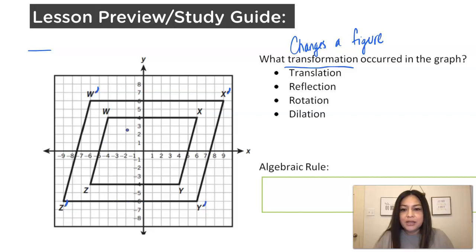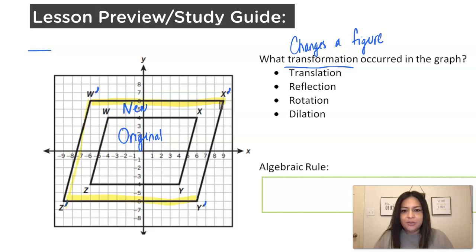So what I'm going to do is I'm going to label these. So this is going to be my original figure. And the one with the little apostrophes, that's going to be my new figure. All right, you could also use the highlighter if you want to make sure to accentuate the fact that this one is the new figure. You can always highlight it.